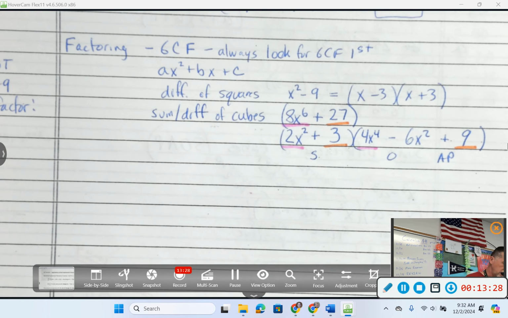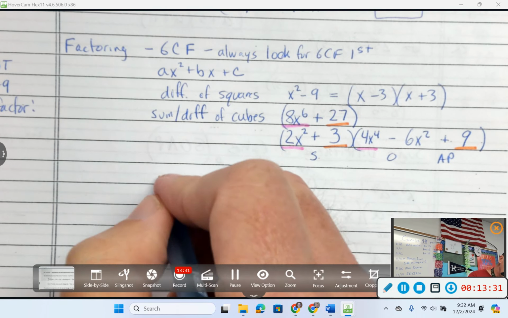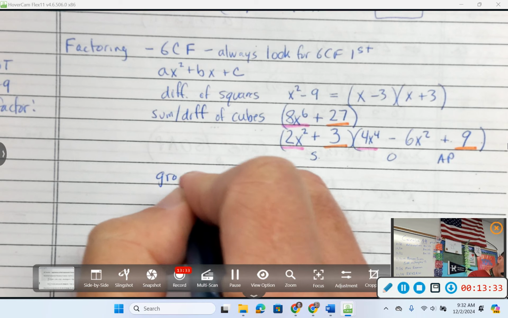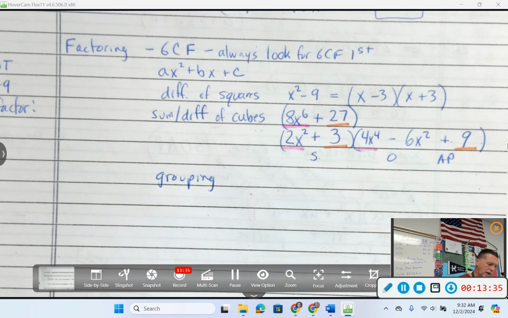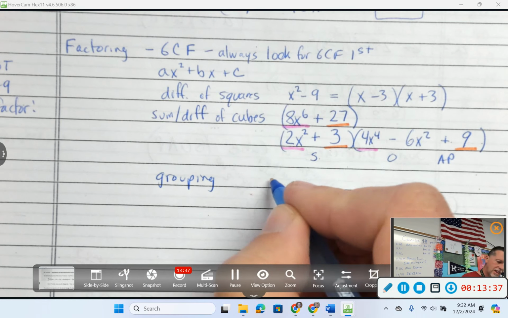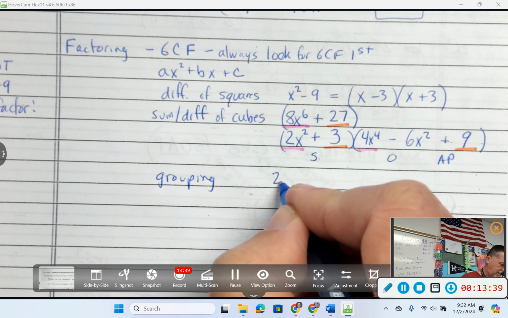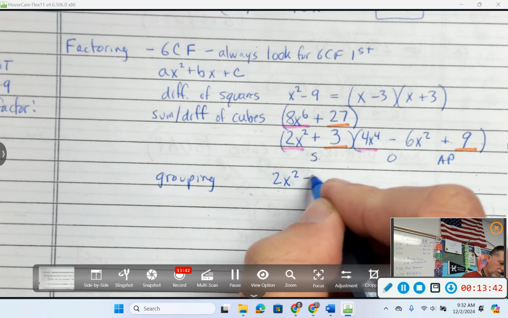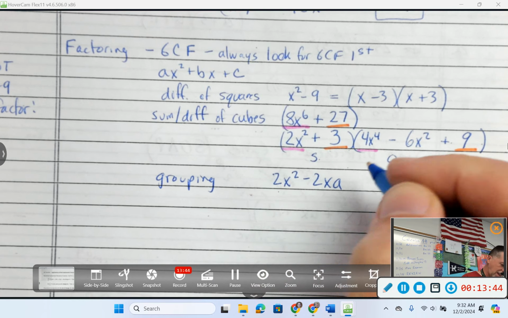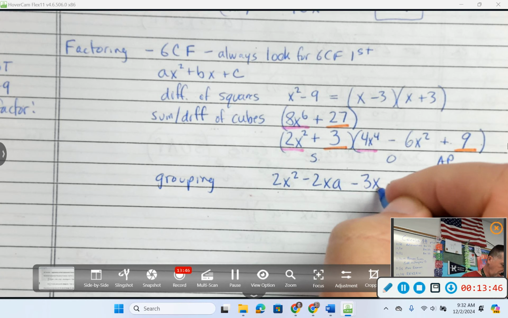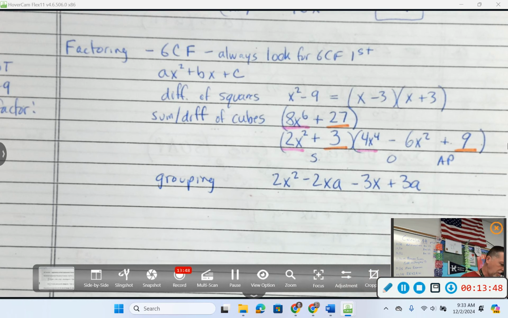All right, we did factor by grouping. Let's see, 2x squared minus 2xa minus 3x plus 3a.